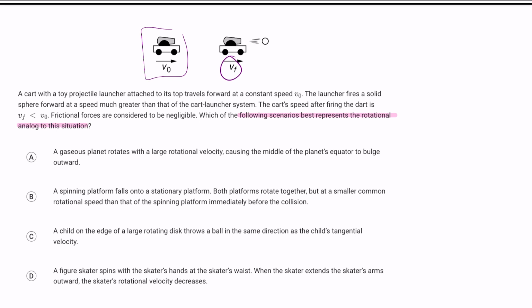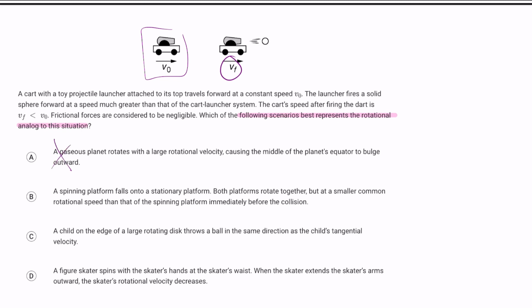A says a gaseous planet rotates with a large rotational velocity, causing the middle of the planet's equator to bulge outward. First off, answer choice A doesn't have a projectile, and it doesn't have anything to do with the velocity of the rotation slowing down. All right, so I'm going to skip A. So A is not correct.